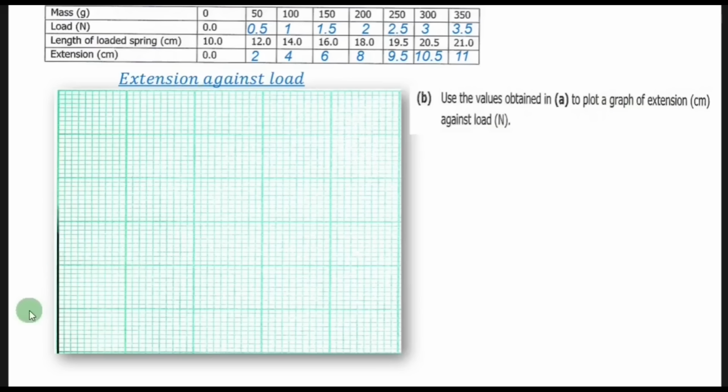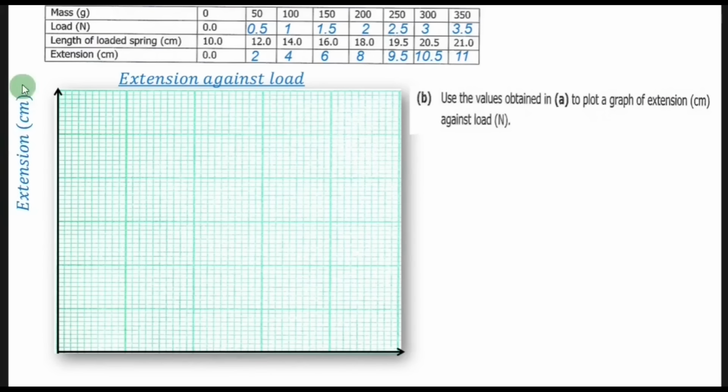Then this vertical axis, they're saying extension. Then here we must have load. So here label it extension in centimeters. Here you must have load in newtons. So that's how it is going to be.